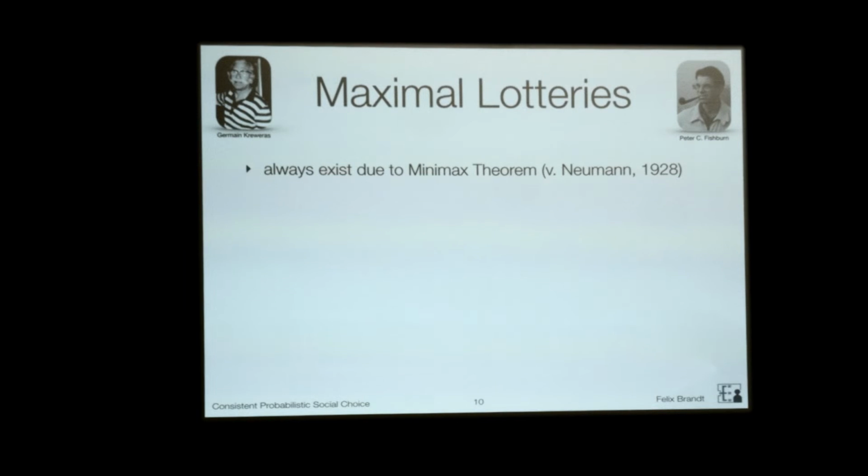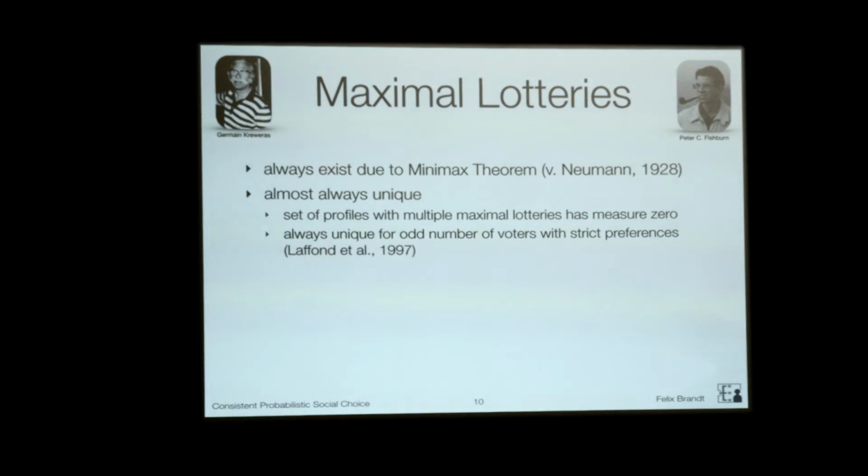Maybe you're also wondering about uniqueness, because obviously maximal lotteries, just like max-min strategies in those zero-sum games, don't have to be unique. So if there are majority ties between all the alternatives, then every lottery is a maximal lottery. But it can be shown that this is an exceptional case, and that in most cases, maximal lotteries are indeed unique, and there are some special subdomains where this is the case. For instance, if you have an odd number of voters, all of which have strict preferences, then there's always a unique maximal lottery for any preference profile.